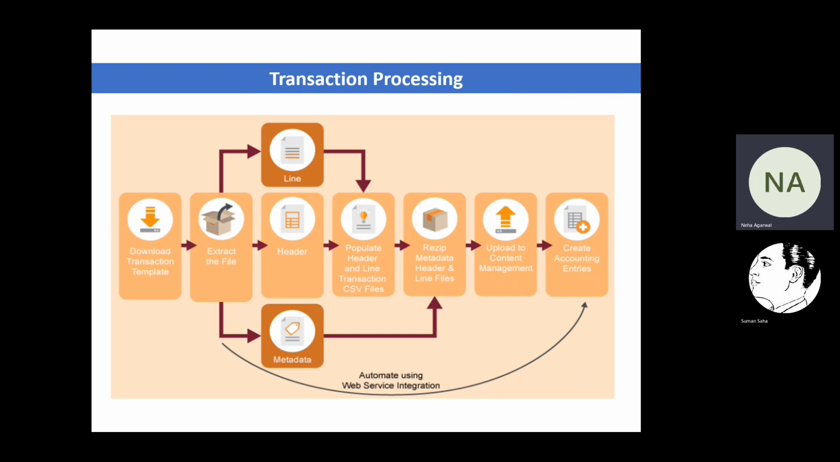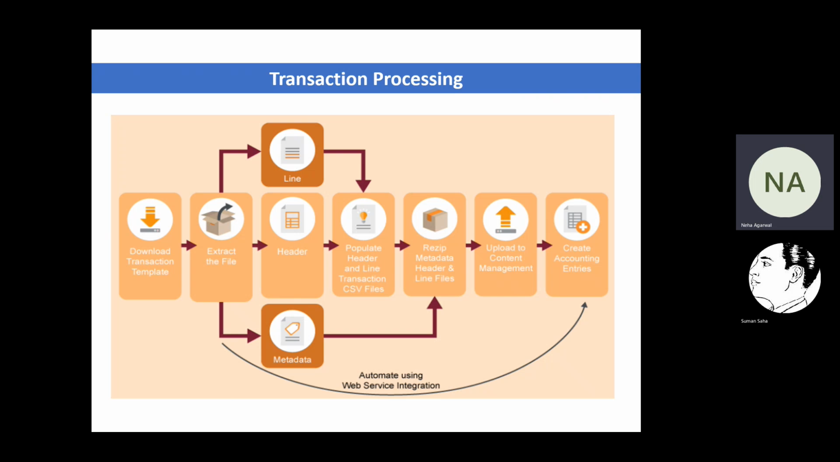And then we will run the process, create accounting process. That is import accounting transaction. So we'll run that. The process from extracting the file to create accounting entries can be automated using the web service integration. But today we will see how manually we can upload the data. So now we will again download the template and then populate the data and upload the file in the UCM.